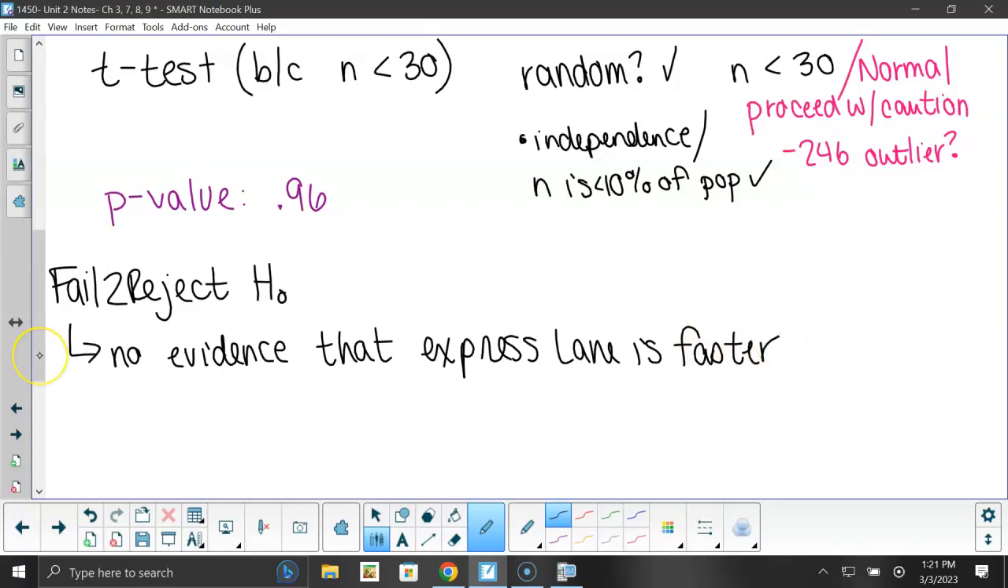Okie dokie. I wouldn't necessarily blame it on the customers. It could be the different cashiers. Maybe on the express lanes, they put all the people that they're going to train. We don't know that.